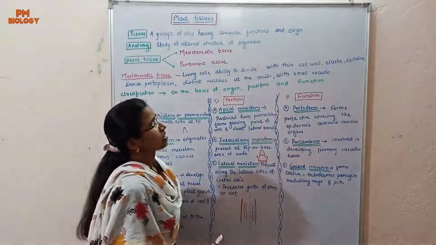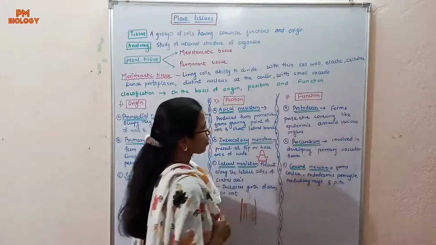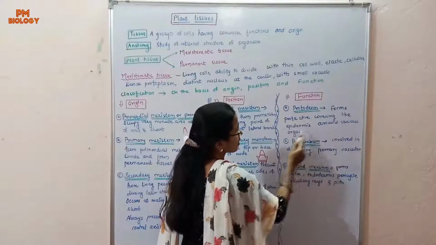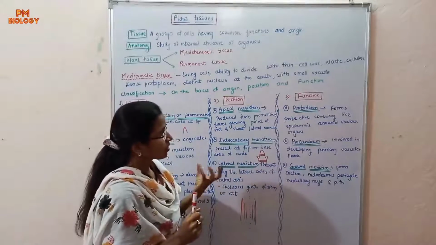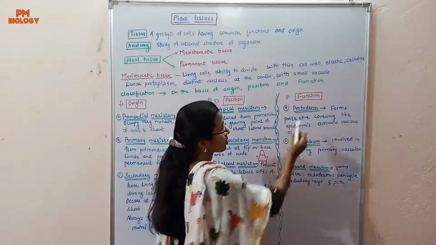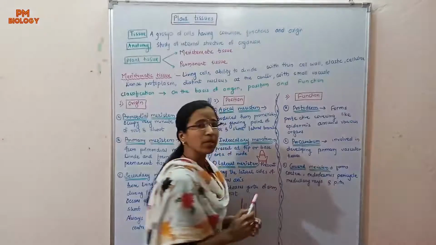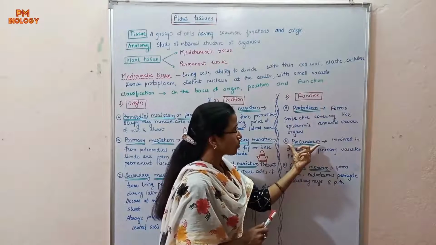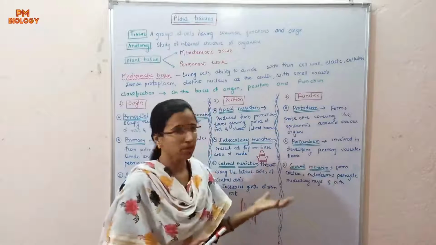Now coming to the last type of classification, which is based on the function. First one is protoderm, which forms protective covering like epidermis around various organs of plants. So wherever there is protective covering of the various organs, those are made up of protoderm. Second is procambium. These are involved in developing primary vascular tissues. So basically the procambium tissues are involved in the development of the primary vascular tissues like xylem and phloem.